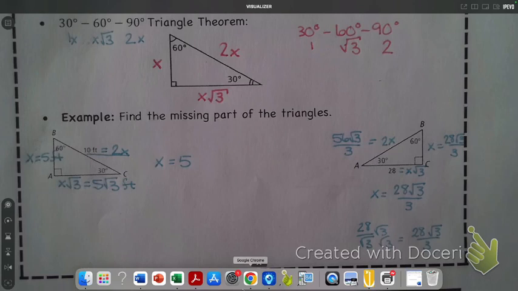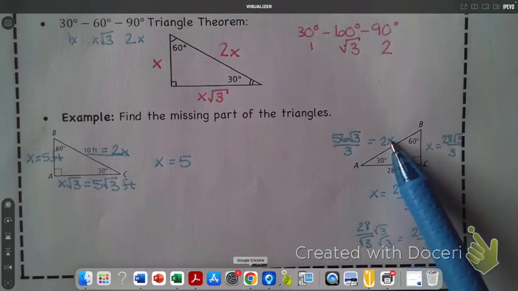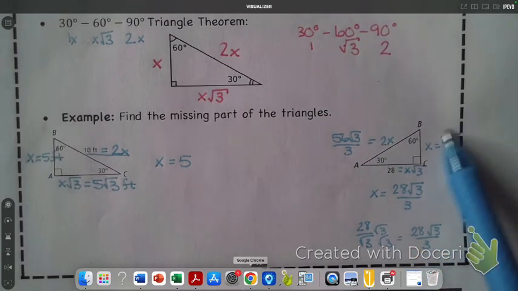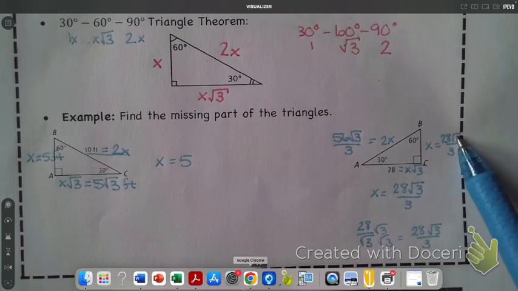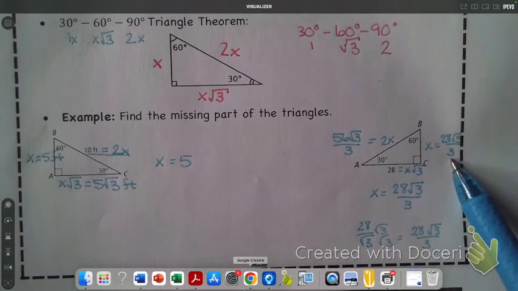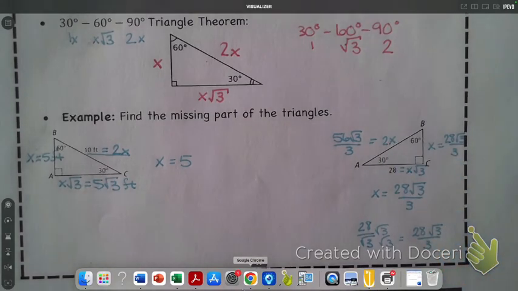Okay. How did you get 56 square root of 3 over 3 equals 2x? Because you plug this in for x. You plug the 28 square root of 3 over 3 in for x. So 2 times 28 is 56. Okay, I see. Any other questions? These are the questions you should ask. You three all good? Tori, ask me, please.